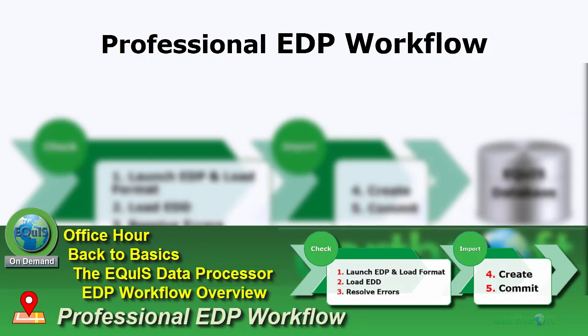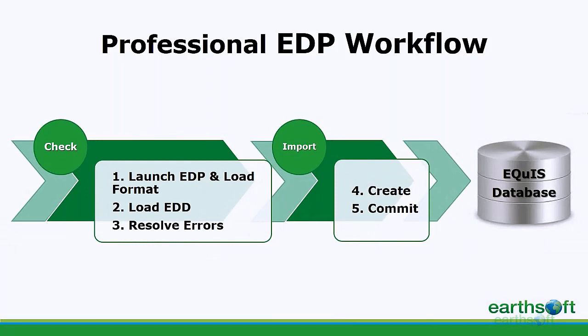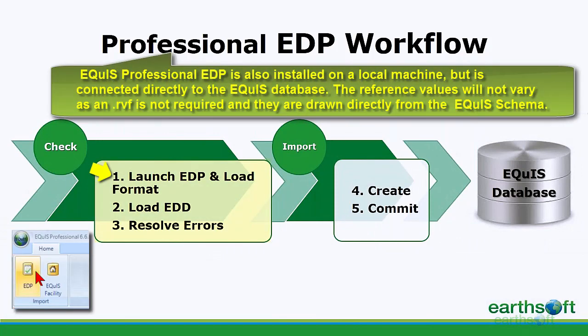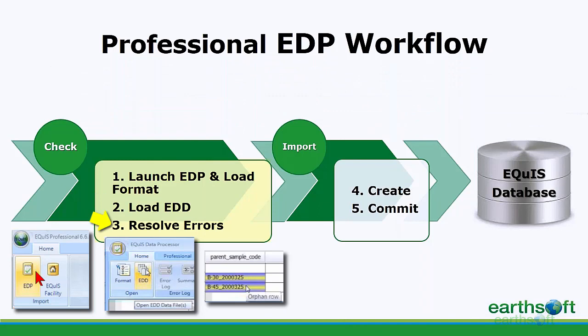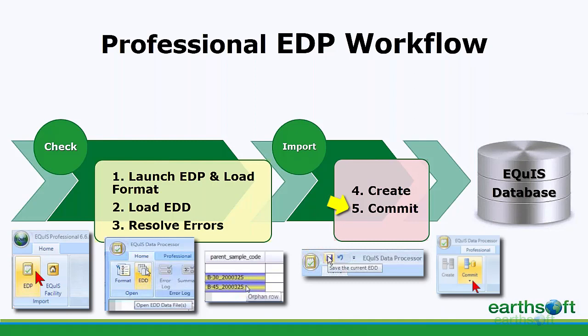Professional EDP workflow is very similar to standalone, except it's launched when you open the EQuIS Pro desktop application. So you'll launch the EQuIS data processor in EQuIS Professional and load your format file. Since your reference values already exist in your database, there's no need to load an RVF. You'll load your EDD, and then you'll resolve your errors in place just like standalone EDP. At that time, once all of your errors are resolved and you have a complete and compliant EDD that conforms to all of your data quality checks, you'll be able to create the EDD in place, create the package, and then commit it to the database.